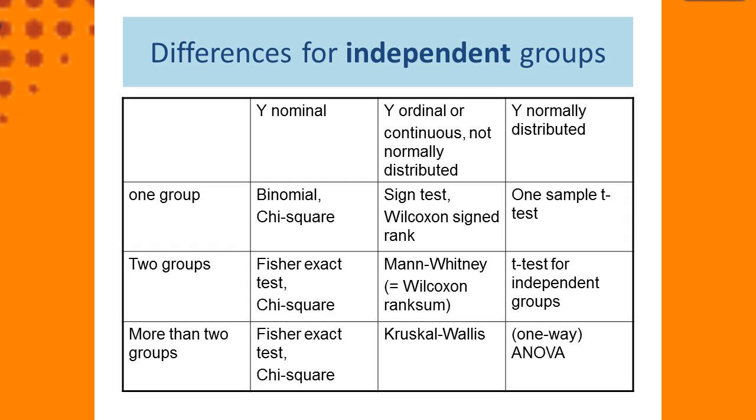To end this video, here you see an overview over statistical tests for independent groups. Depending on the number of groups and depending on the type of your outcome variable, you can see which statistical test to use. Please note, these are tests for independent groups. I will introduce statistical tests for dependent or matched groups in another video.